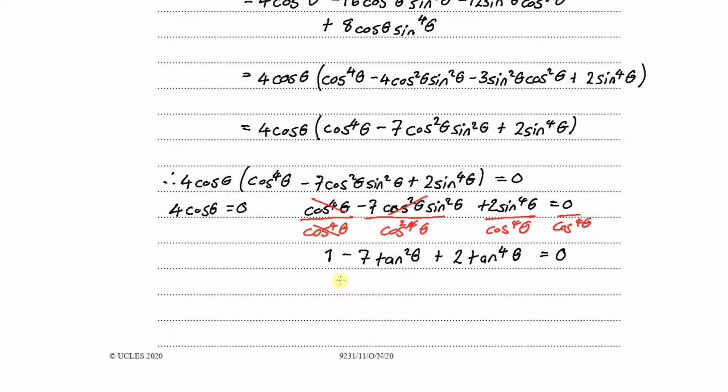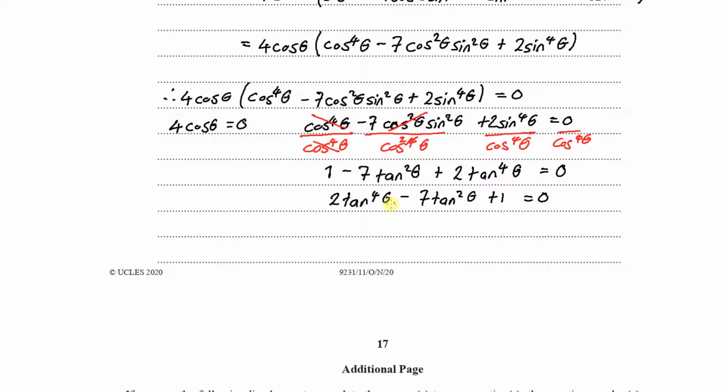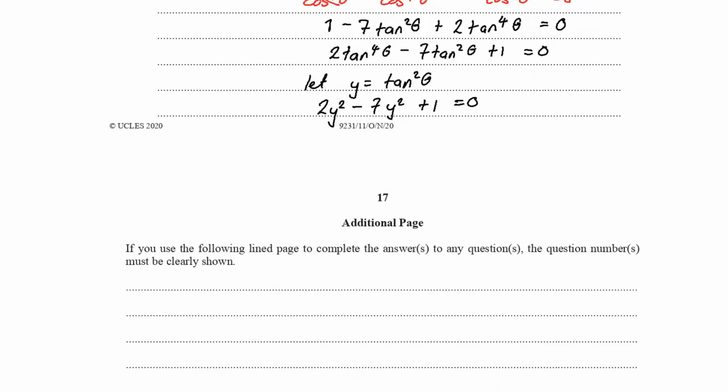So we can just rearrange this to 2 tan to the 4 of theta minus 7 tan squared theta plus 1 is equal to 0. So let's solve for tan theta. Here it's more like a disguised quadratic, so we can say let y be equal to tan squared theta, which means the equation will now come out to be 2y squared minus 7y plus 1 is equal to 0. So we can solve this with the calculator.